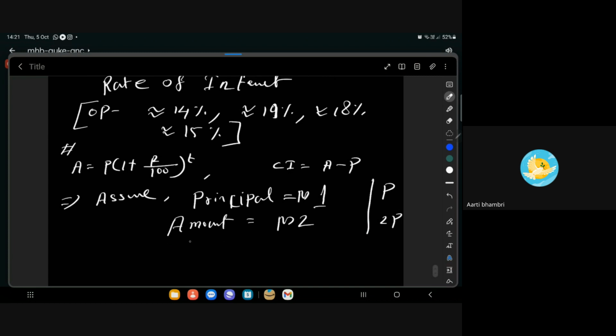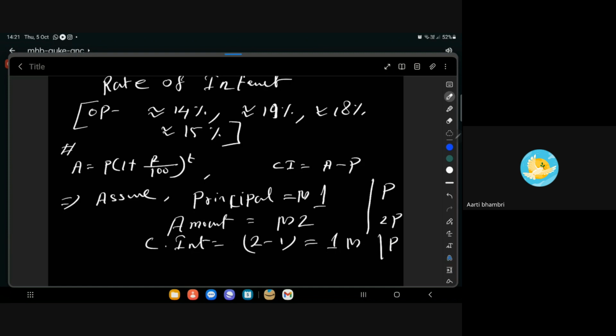In this kind of problem, you can assume 100 also, 200 also, 1, 2, 3, 4, 5, 6. From 1 to any number you can assume. Then how much is the interest? We have to find out the interest. It is 2 minus 1, which is 1 rupee, or here it is P rupees, anything.